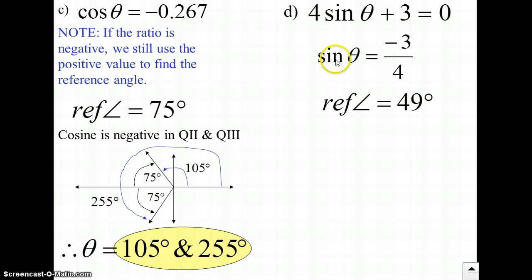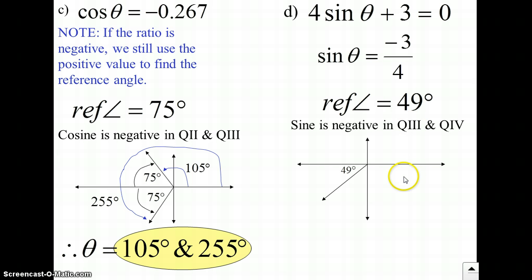Now I ask myself, where is the sine ratio negative? Because it's negative up here in the ratio. So I say, using the CAST rule, I believe the sine ratio is negative in quadrants 3 and 4. So I want to draw my reference angle of 49 degrees in quadrant 3. My angle in standard position would be 180 plus 49, or 229. If I draw a reference angle of 49 degrees in quadrant 4, my actual angle in standard position would be 360 take away 49, so 311. Those are the solutions to this equation. Theta would equal 229 or 311.